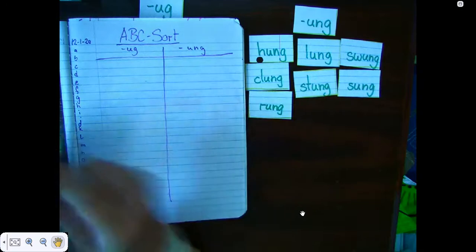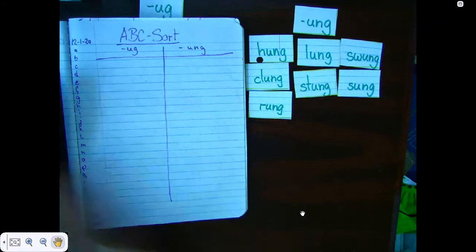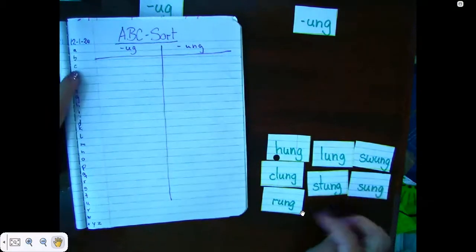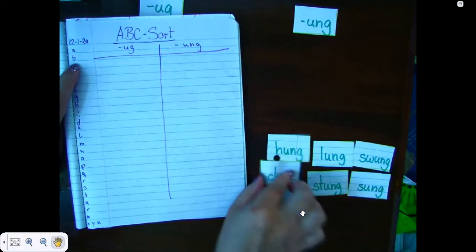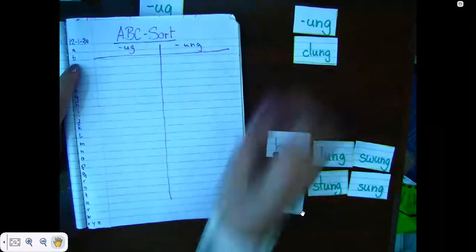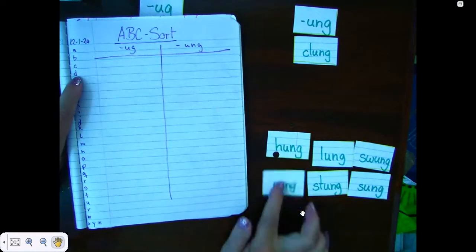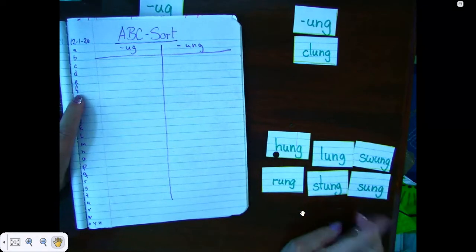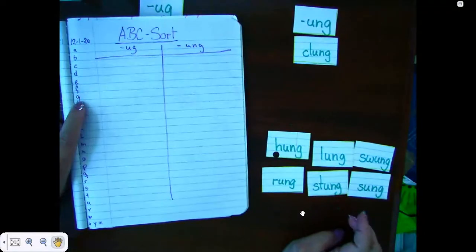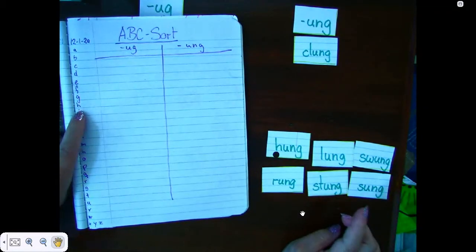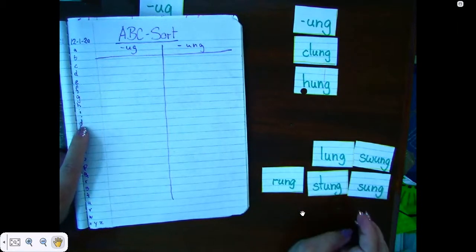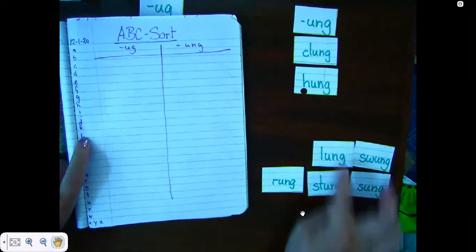Since I covered this side up, I'm going to put this side in ABC order. And I'm going to use my ABCs. So I'm going to move these down. None of them start with A, none of them start with B, but I have a C, clung. D, nope, E, nope, F, nope, G, nope, H, yep, I have hung. I, J, K, L, I have lung.